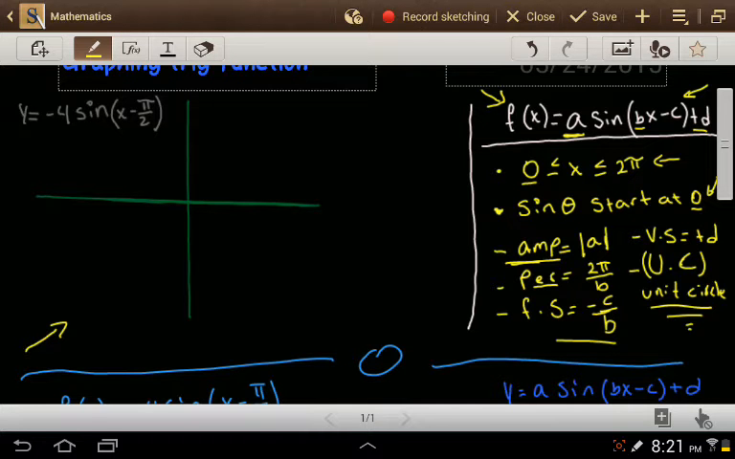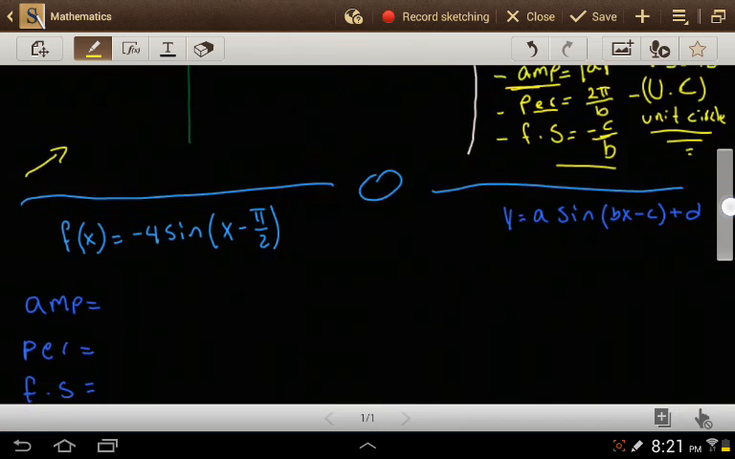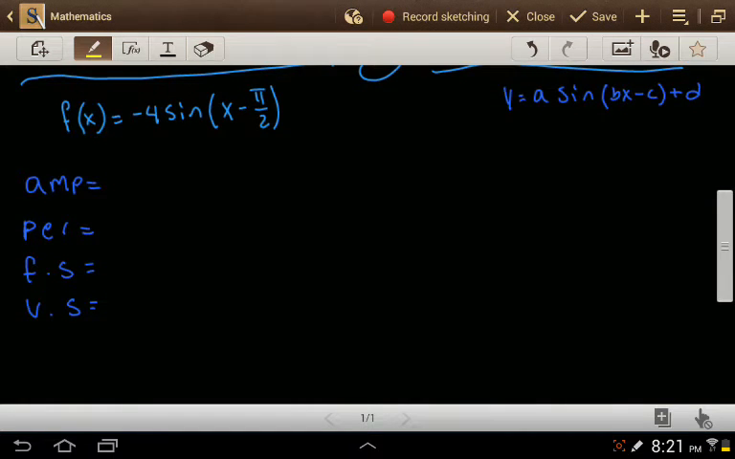Right now we want to take all the numbers that we're going to be graphing. So let's do it down here. Okay, so our function is telling us to graph negative 4 sine of (x minus pi over 2). So let's do the amplitude. As I told you earlier, the amplitude is the absolute value of A. So A being negative 4, the amplitude will be 4.